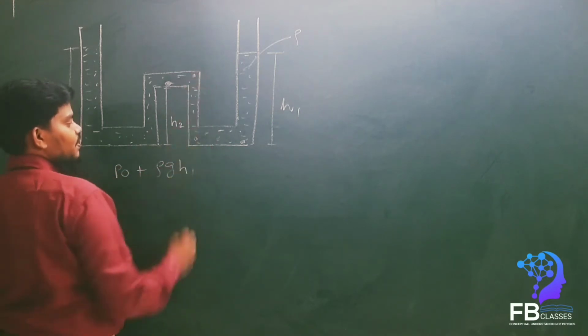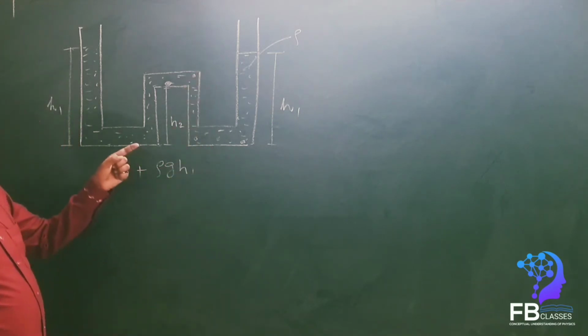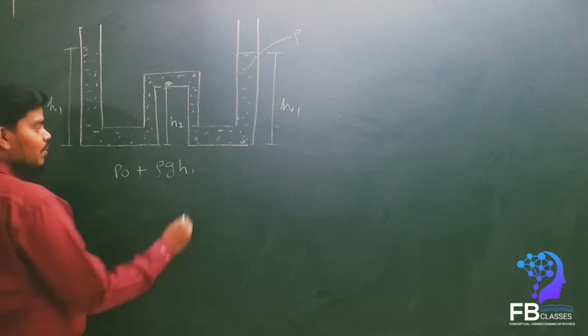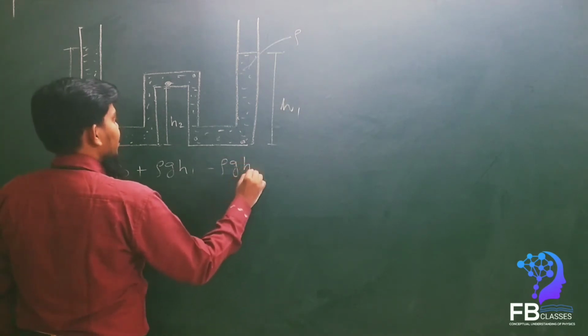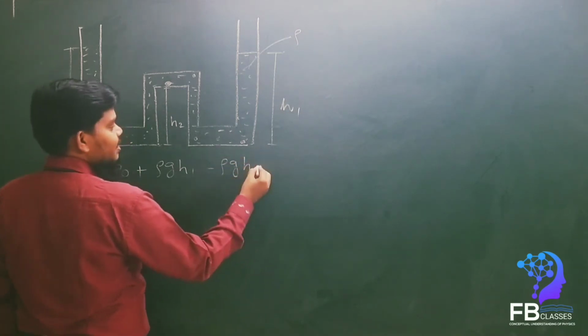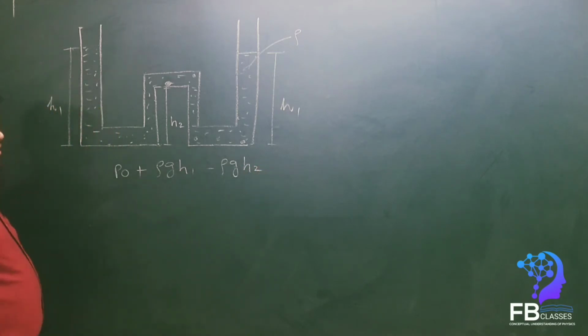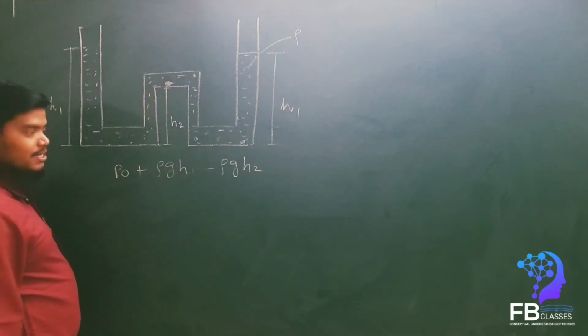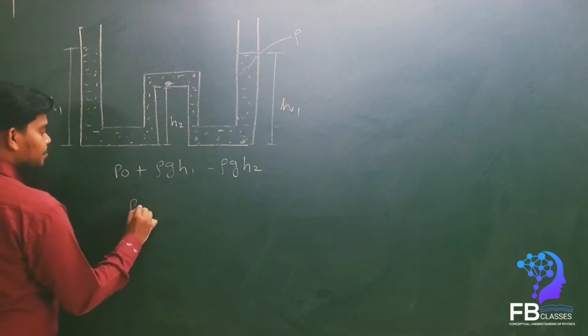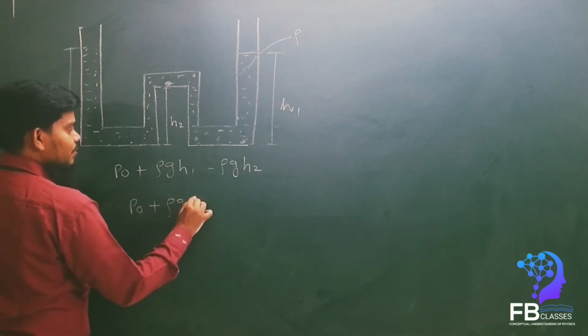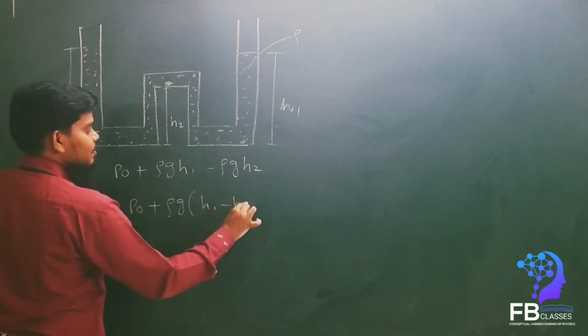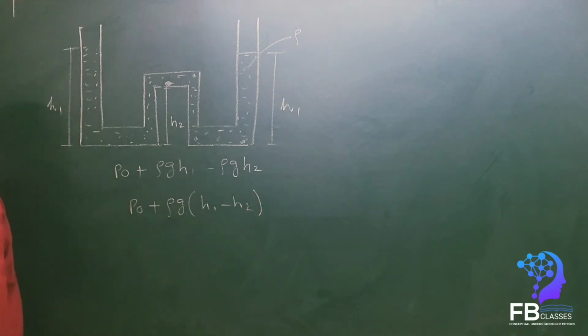Once we go up, then what will happen? The pressure will decrease. Yes or no? How much? Rho G H2, is it not? This is the pressure at this point. That means the total is P naught plus rho G (H1 minus H2). Are you getting my point?